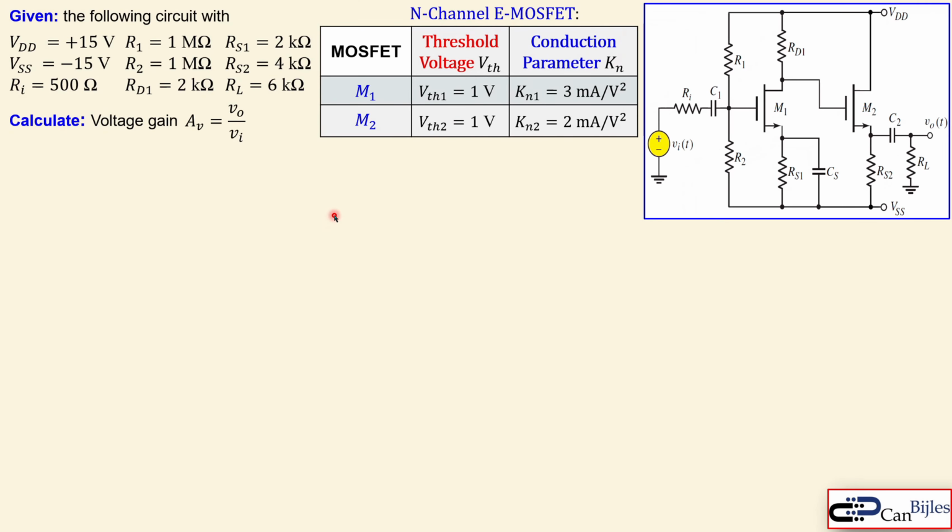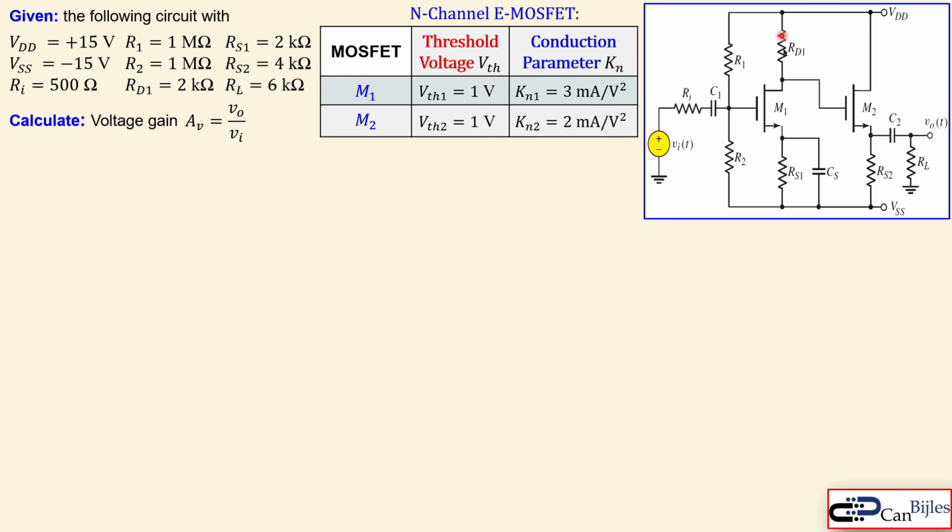As said, we now have two transistors in our circuit, so it will be a two-stage amplifier. In the previous example, we had only one transistor, for example one MOSFET or one BJT. And this is a specific condition where we have two MOSFETs. The MOSFET specifications for M1 and M2, also given in the circuit, are shown here. So we have the threshold voltage and the conduction parameter given here.